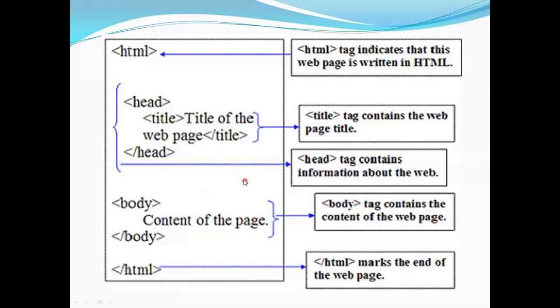Next, what is the purpose of HTML? The HTML tag indicates that this is a web page written in HTML. Next, the head tag, title tag, title close, head close. The title tag contains the web page title. The head tag contains the information about the web page. In the head tag you can write information in the meta tag. The meta tag carries information about the author, character set.